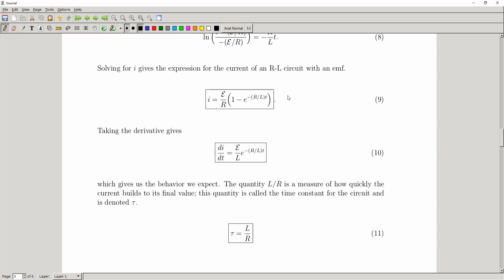Okay, so this quantity L over R is a measure of how quickly the current builds up to its final value in this circuit. We give L over R the symbol tau, and we call it the time constant for this circuit. So tau is equal to L over R. That's our time constant for the circuit, and it tells us how quickly our current goes from 0 to its final maximum value.